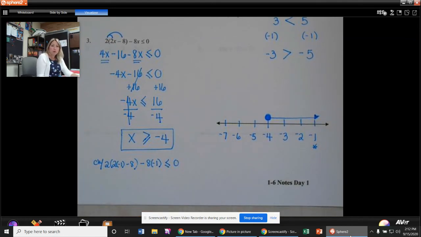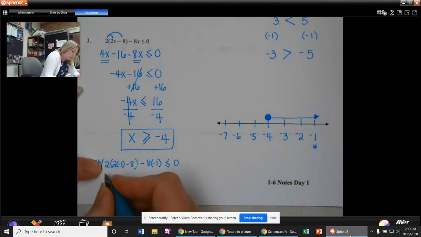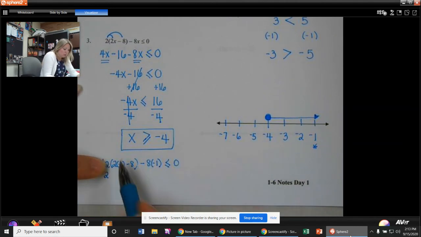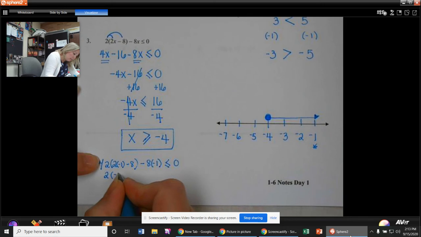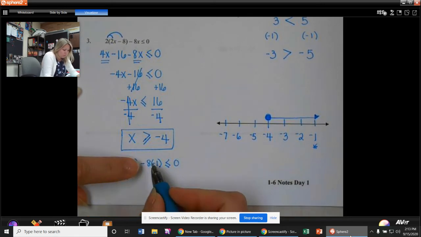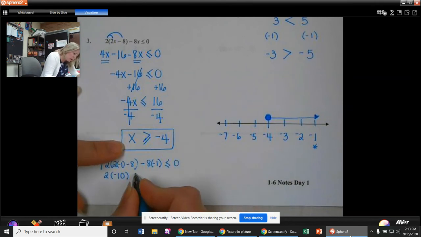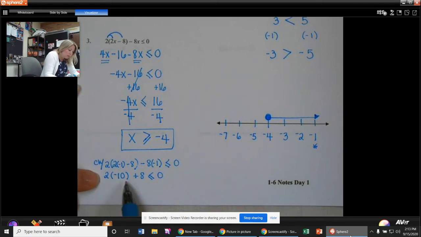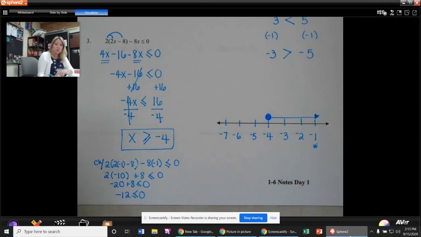And let's just double check how that works out. So I'm going to do inside the parentheses first. 2 times negative 1 is negative 2. Negative 2 minus 8 is negative 10 inside the parentheses. Out here, negative 8 times negative 1 is a positive 8. Bring down my less than or equal to and my 0. 2 times negative 10 is negative 20 plus 8 should be less than or equal to 0. Negative 20 plus 8 is negative 12. Is negative 12 less than or equal to 0?